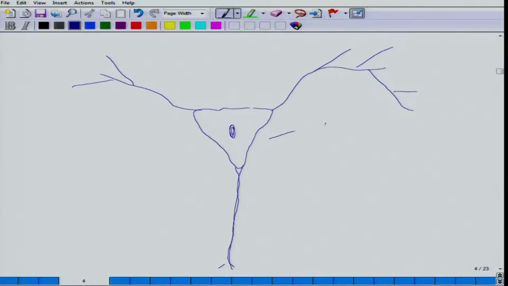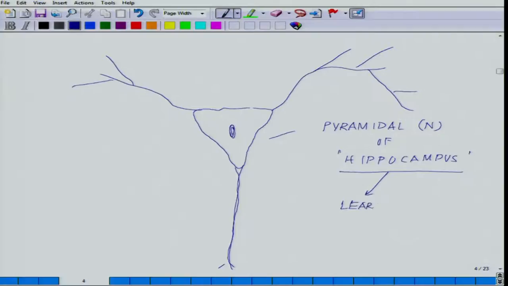So, these are the classic pyramidal neuron of hippocampus, or the center for learning and memory. So, what I meant by spatial and temporal summation.